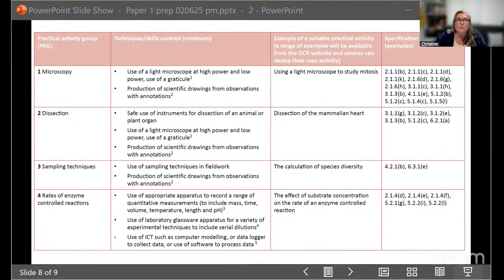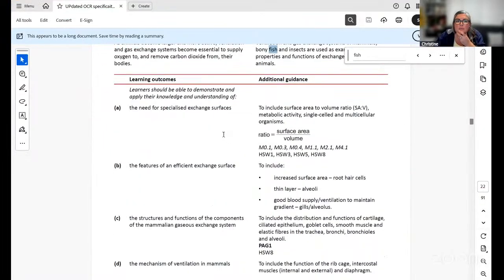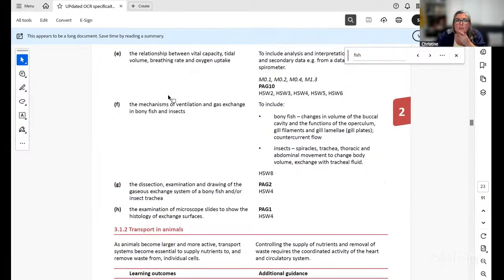So I'm going to switch a second here. I'm going to switch to this one and show you. So this is your exchange system. And so when you're going through this, at G here, the dissection, examination, drawing of gaseous exchange of a bony fish and or insect trachea. So they could ask a question about it. Absolutely, they could, because it's in the specification. There is an expectation that you will know about dissection and how to examine and how to draw.